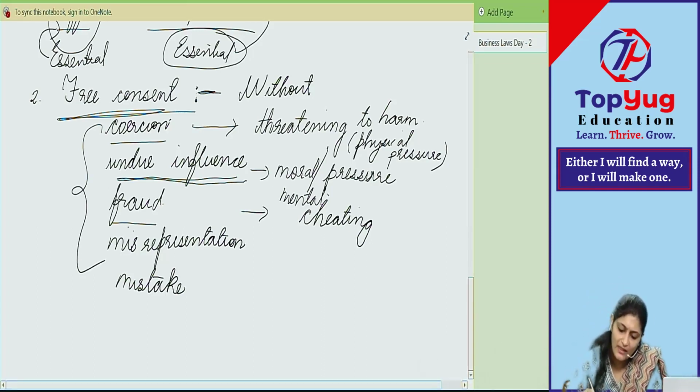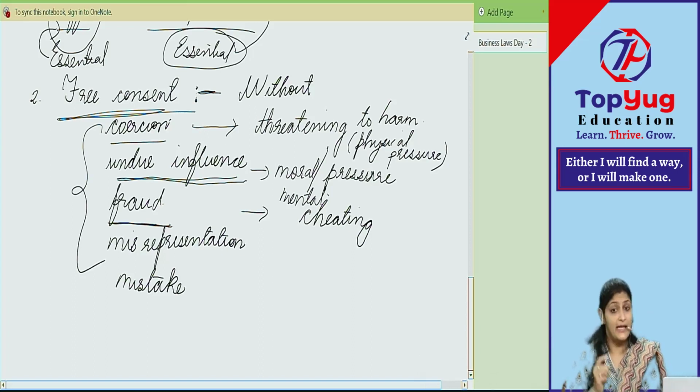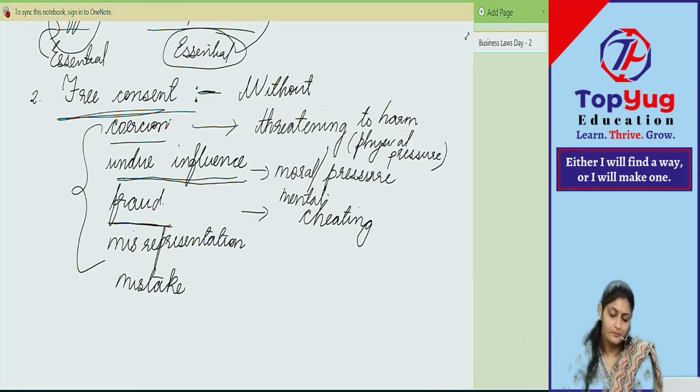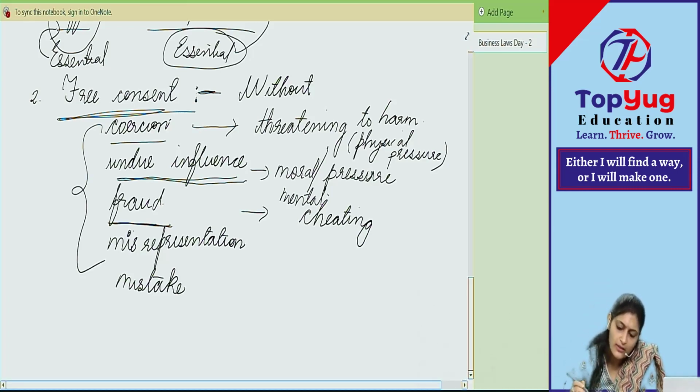So that is what you mean by fraud. Intentionally you're doing something wrong. You know it is wrong, then also you are doing that wrong. That is fraud. Another one is what? Misrepresentation.